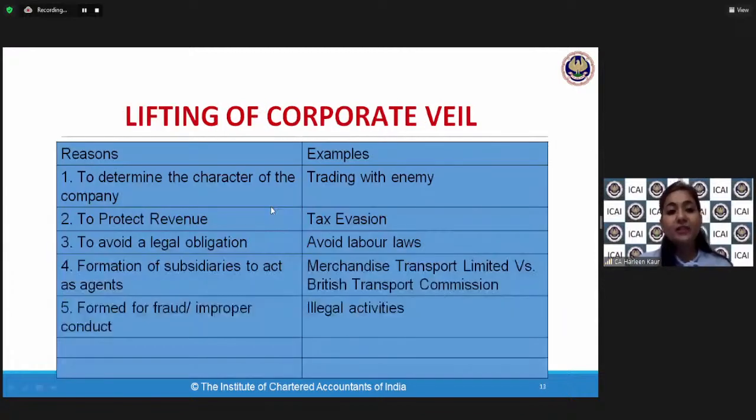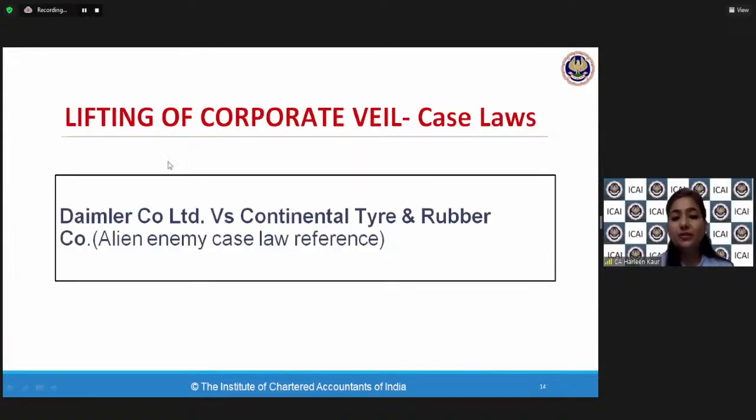So let us understand what are those cases. Number 1, to find out the character of a company. Now the leading case law is Daimler Company Limited versus Continental Tire and Rubber Company.